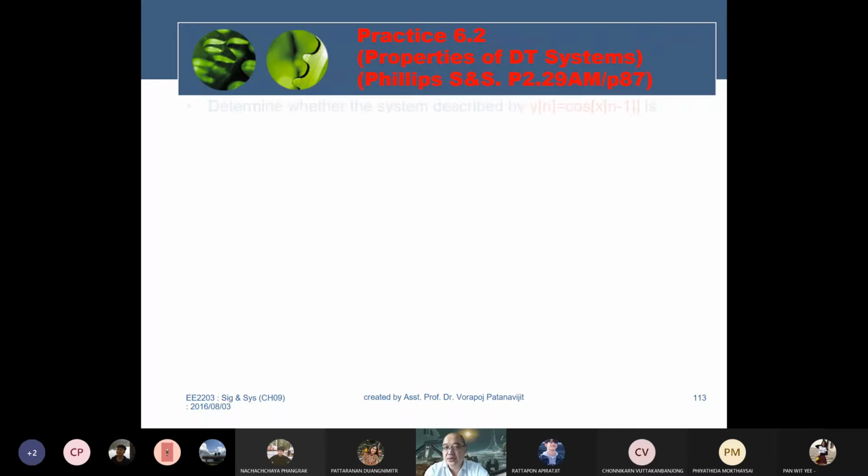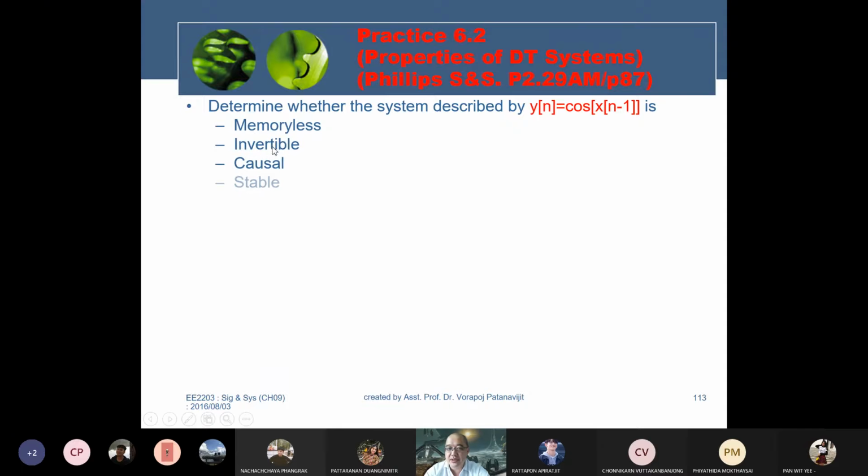This question asks you to determine whether the system described by y[n] = cos(x[n-1]) is memoryless or not, invertible or not, causal or not, stable or not, time invariant or not, and linear or not. Checking first: memory or not.